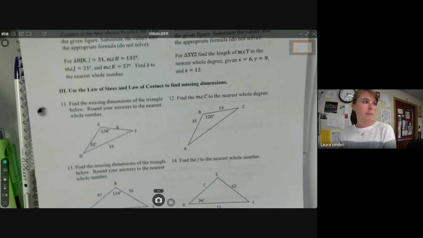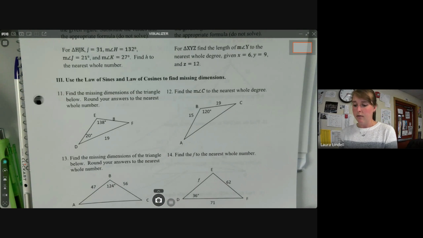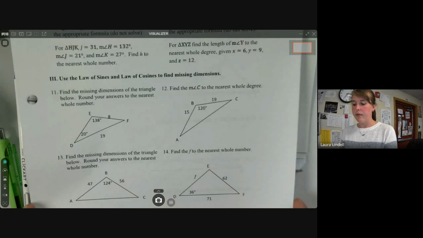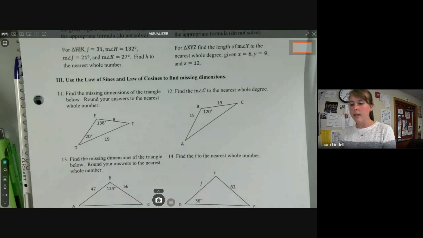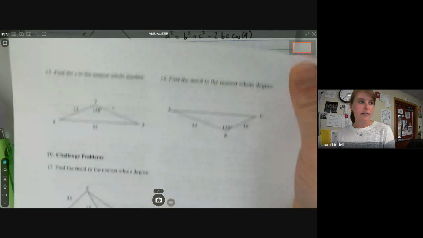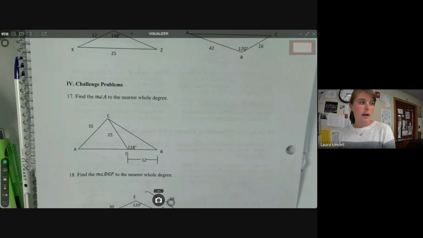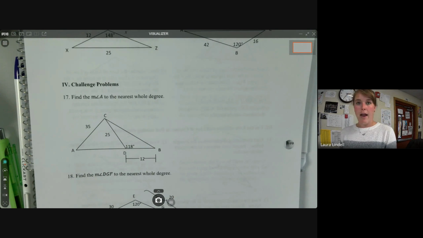Then, starting in this part, that's where you use the law of sines, law of cosines to find what's missing. So these ones you actually have to solve. So that's 11, 12, 13, 14. And then on the back side, 15 and 16. For the challenge problems, I'm going to say you don't have to do the challenge problems, but if you would like to give them a go, if you're bored, give them a try. Why not, right? More math, more fun.